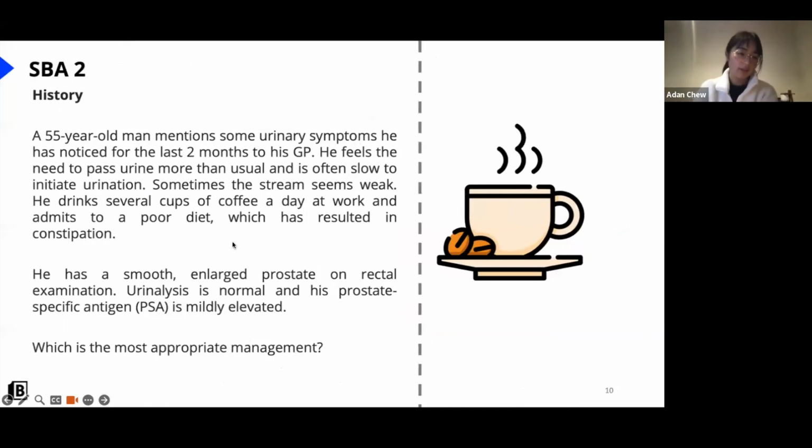So question 2 is about a 55-year-old man who mentions he's got some urinary symptoms, very embarrassingly, for the past 2 months. He feels the need to pass urine more than usual and is often slow to initiate urination. Sometimes the stream feels a bit weak as well. He drinks several cups of coffee a day at work and admits to a very poor diet, which has also resulted in constipation. So you do a PR exam and you can feel a smooth and enlarged prostate on rectal exam. Urinalysis is normal, but you can see that his PSA is very mildly elevated. What would be the most appropriate management option here?